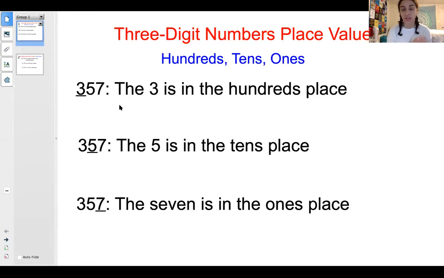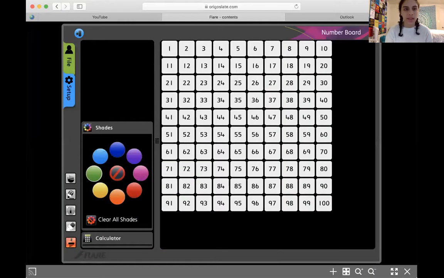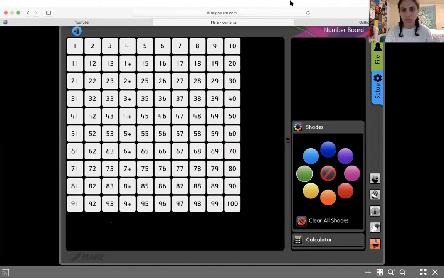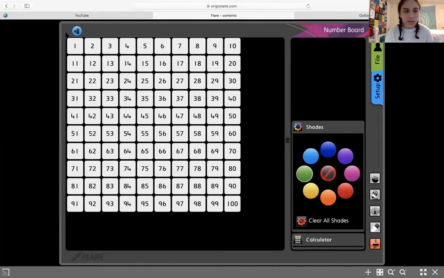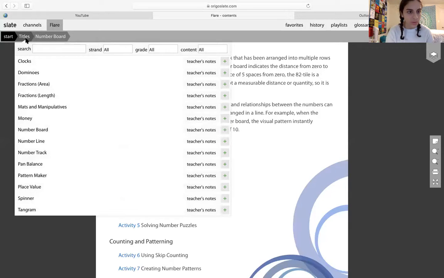Now I'm going to share my screen with a different screen with you guys using the base 10 blocks on Flare to show this with you guys using manipulatives. So one second. Let's go back to the screen. I'm going to share my screen. Okay, and we are going to switch Flare tools. Okay, we are going to go to the place value.